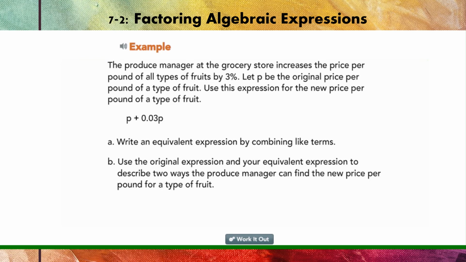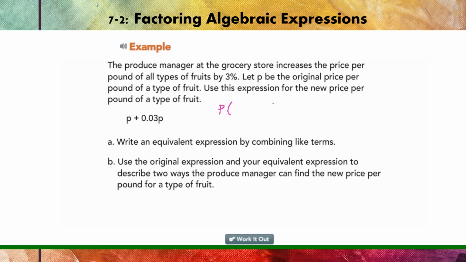Let's go ahead and get started with A. Write an equivalent expression by combining like terms. So we're going to complete this the same way we completed the other problem. We're going to pull out the greatest common factor. So let's look at these two terms. We have P plus 3/100 P. So what is the greatest common factor? Well, the greatest common factor is P.